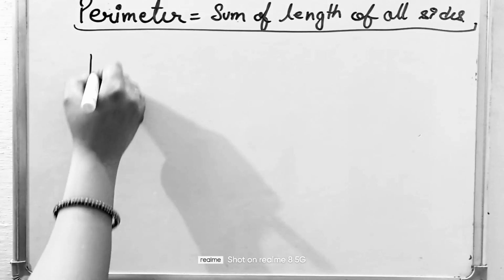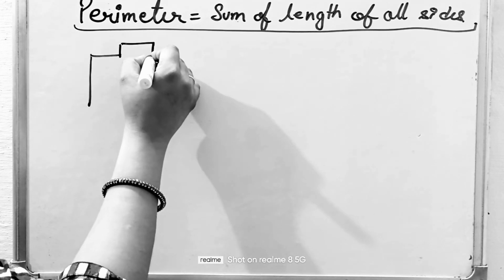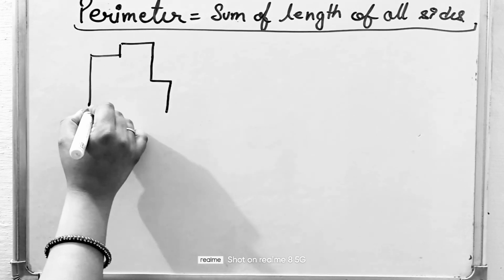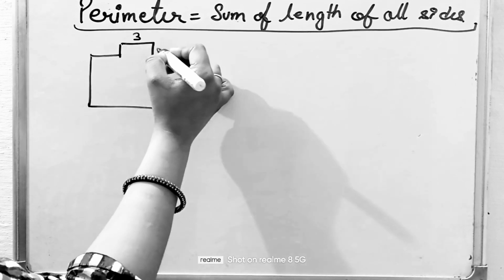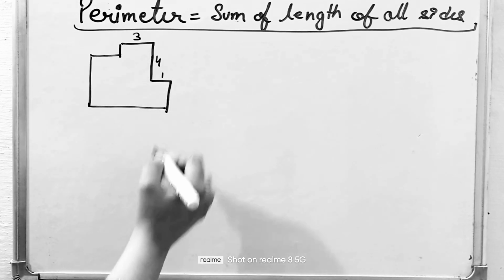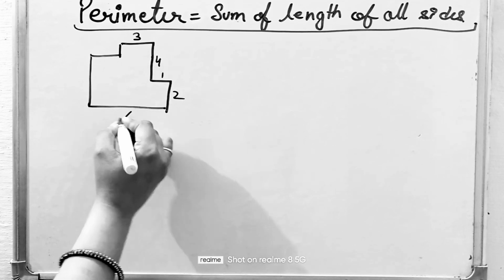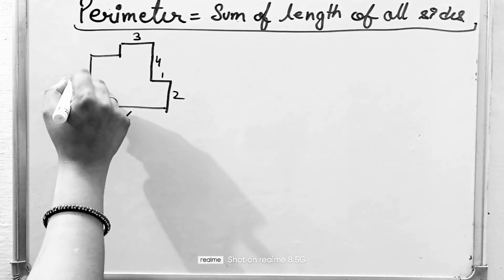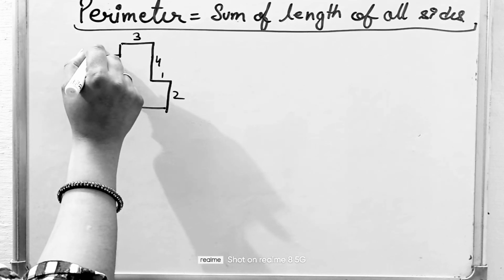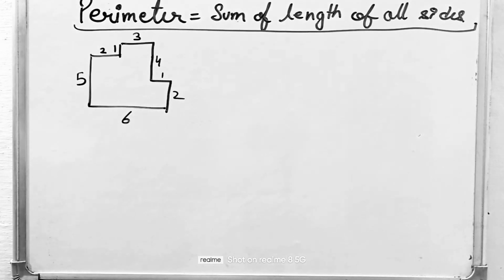For example, if this is the shape given and the sides are given as 3 cm, 4 cm, 1 cm, 2 cm, 6 cm, 5 cm, 2 and 1. So the lengths of all the sides are given.